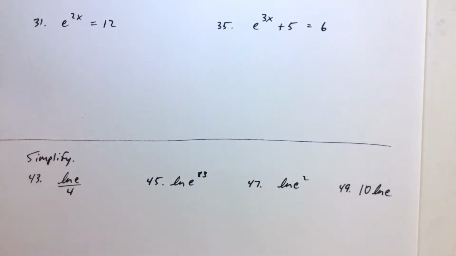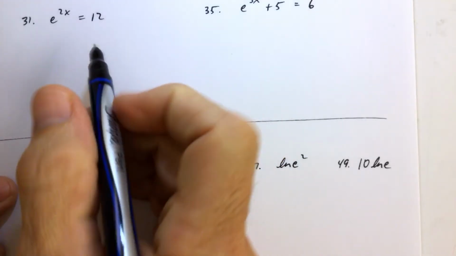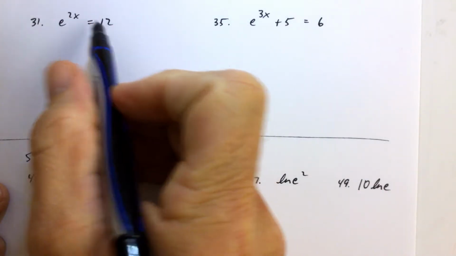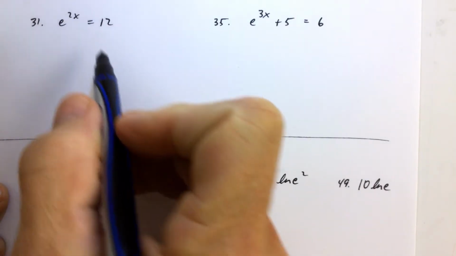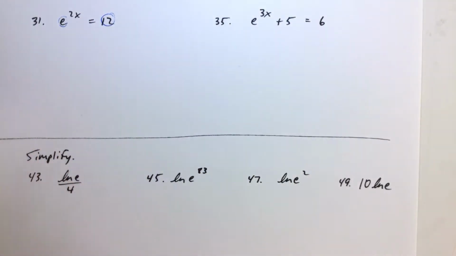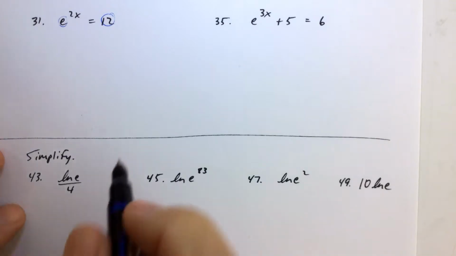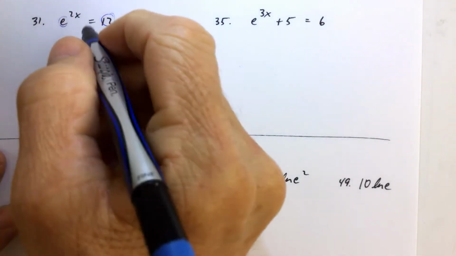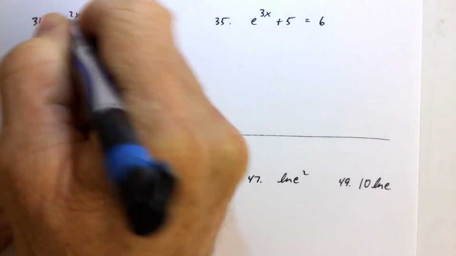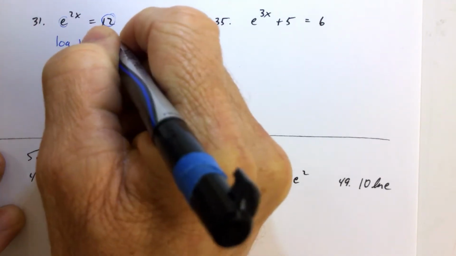Number 31, we see we have an exponential equation now, and the question is, do we use logs or do we just equate the exponents? Well, notice that e and 12 cannot be written as the power of the same number. So we're going to have to convert to log form, and converting to log form means that we take the log of that base of 12 is equal to 2x.